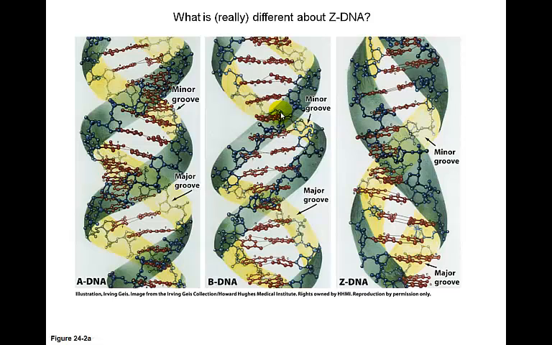Again, this is an anti-parallel structure where the phosphodiester backbones, this is the phosphodiester ribose backbone, this is the phosphodiester backbone.